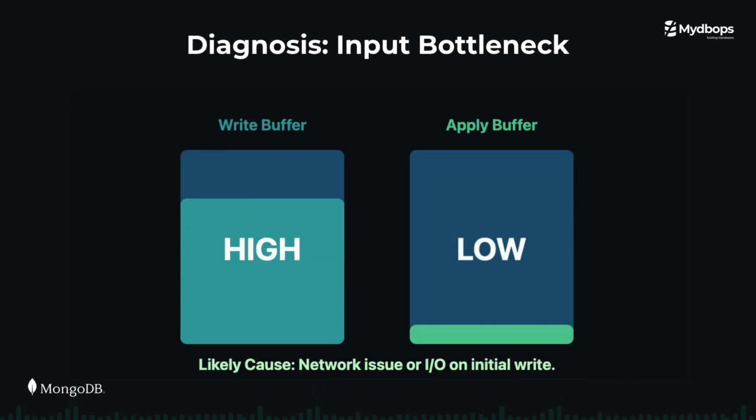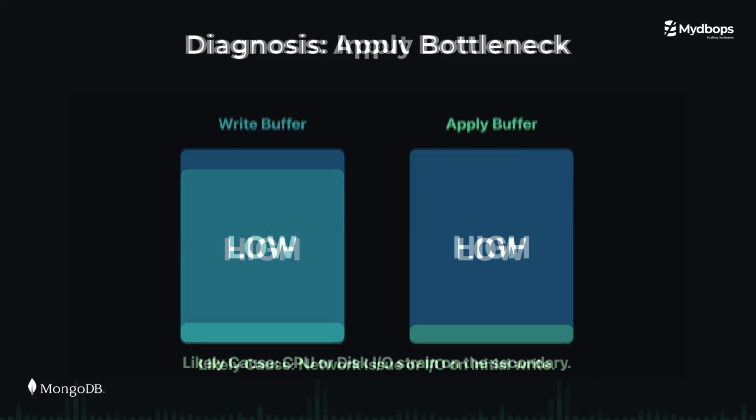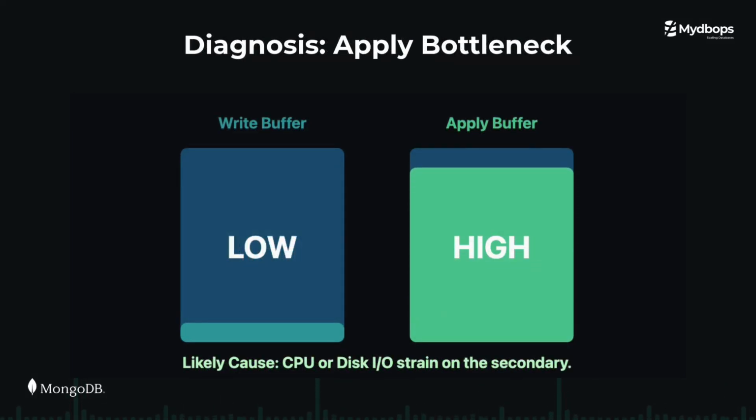For instance, if you see that write buffer growing really large. Right. That often points towards network issues getting data to the secondary, or maybe I/O contention just writing to that initial buffer. It's an input problem usually. But if you see the apply buffer growing large while the write buffer is maybe normal, then the problem is likely on the secondary itself trying to apply the changes? Precisely. That's a strong signal of CPU bottlenecks or disk I/O problems on the secondary during the actual database writes. The applier thread can't keep up. And knowing which buffer is the problem is invaluable. It tells you where to focus your optimization efforts.